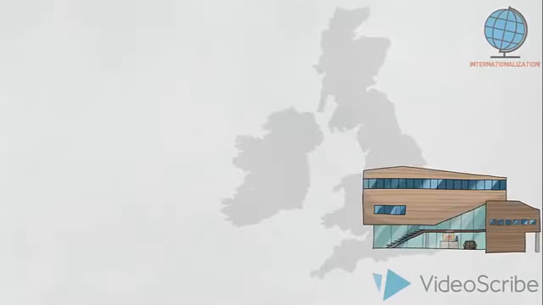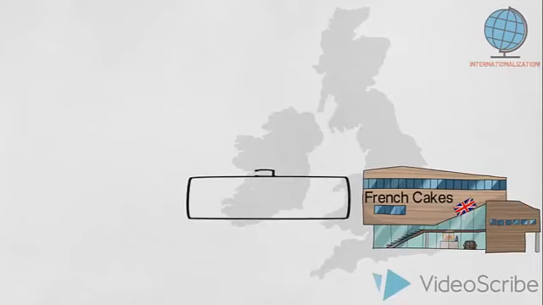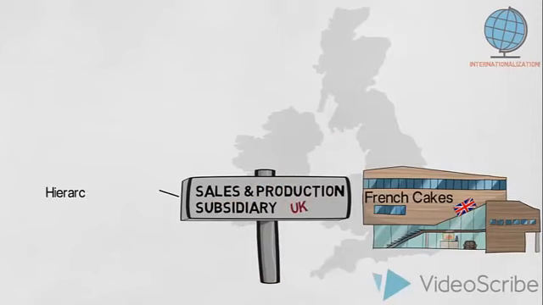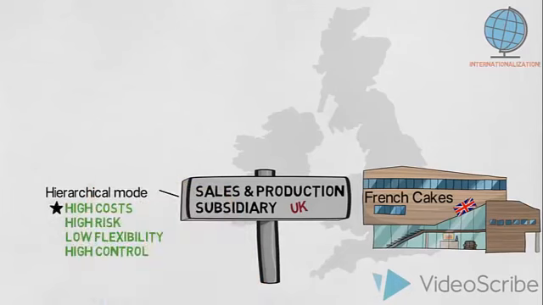French Cakes have set their eyes on the UK, and their initial idea is to enter the country by setting up a sales and production subsidiary in the UK. The characteristics of hierarchical modes are: high setup costs. A production site and sales force carry a large investment. High risk, as there is no guarantee that the initial large investment will pay off.